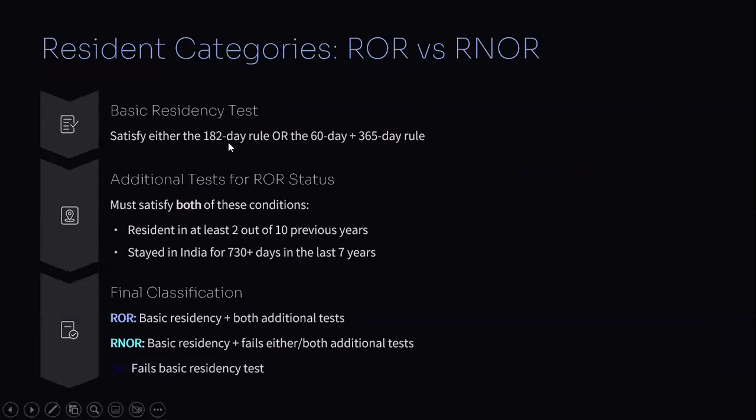Now, if he satisfies 182 days or 60 days plus 365, he will be resident. If he does not satisfy any test, he is a non-resident. If he satisfies both additional conditions or any one, he is a resident, and if no condition is satisfied, then he is called a non-resident.